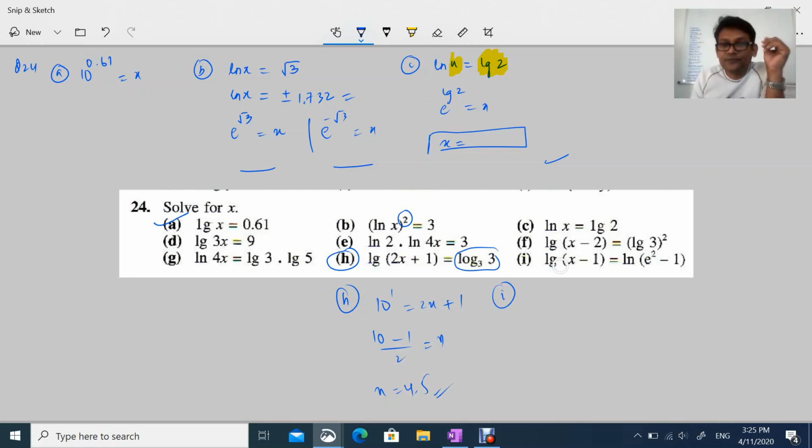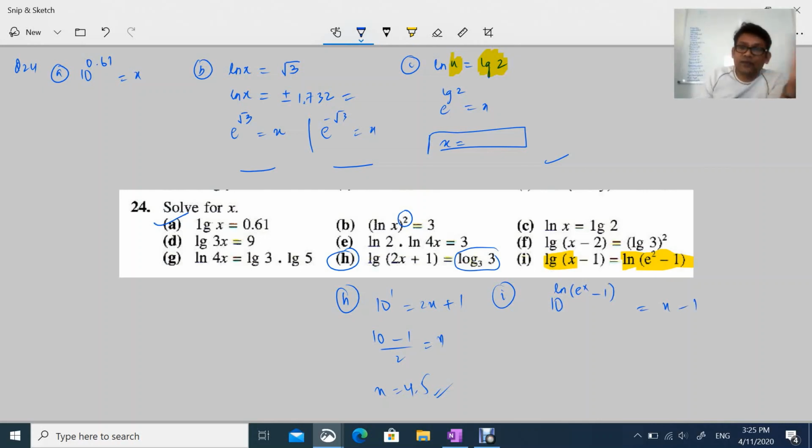Last part, I: lg(x - 1) = ln(e^2 - 2). This is not a variable, please, this is not a variable. So do we have to use base 10 or base e? The x is with lg, so this is your variable. So what I have to do is write 10^(ln(e^2 - 2)) = x - 1.